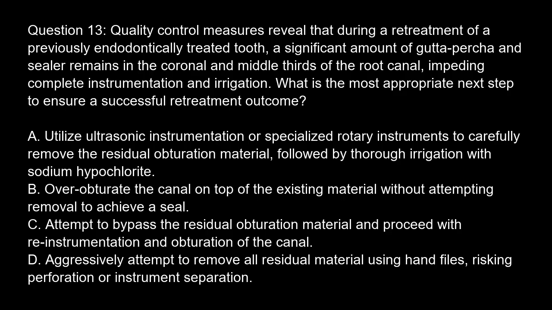Option A. Utilize ultrasonic instrumentation or specialized rotary instruments to carefully remove the residual obturation material, followed by thorough irrigation with sodium hypochlorite. Option B. Over-obturate the canal on top of the existing material without attempting removal to achieve a seal. Option C. Attempt to bypass the residual obturation material and proceed with reinstrumentation and obturation of the canal. Option D. Aggressively attempt to remove all residual material using hand files, risking perforation or instrument separation.